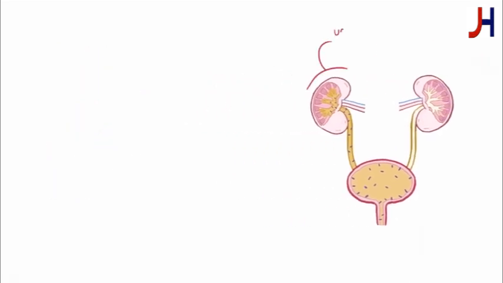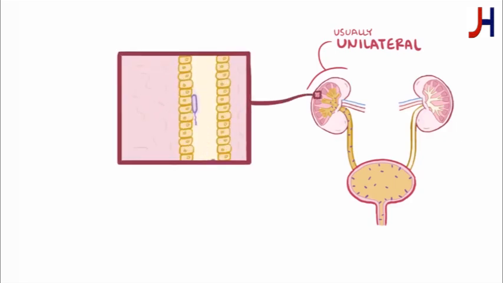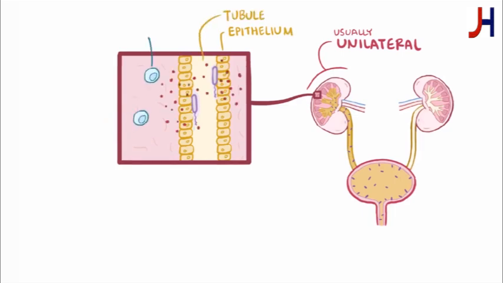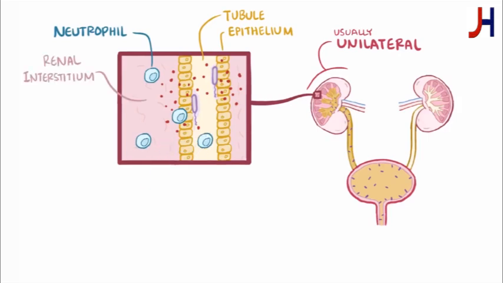Acute pyelonephritis is most often unilateral, meaning it affects just one kidney. And when bacteria mount an attack, they usually start by adhering to the renal epithelium of the tubules, which triggers an inflammatory response. Chemokines attract neutrophils to the renal interstitium, but typically the glomeruli and vessels of the kidney are spared.